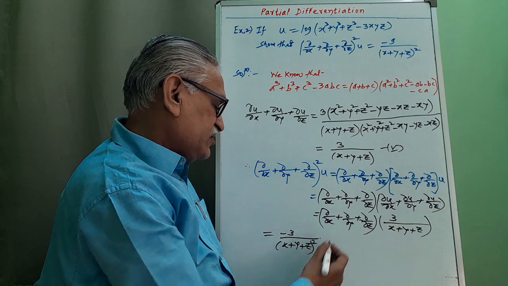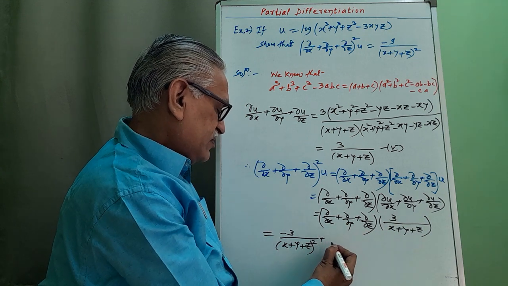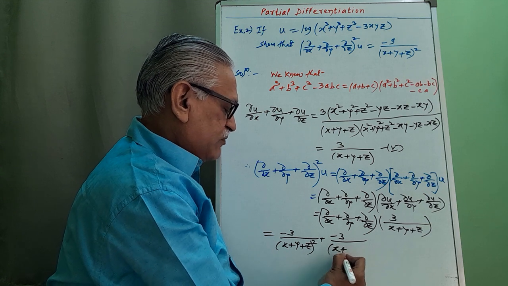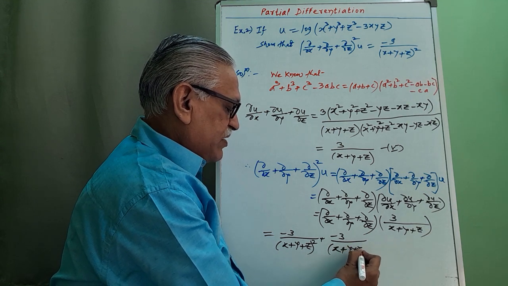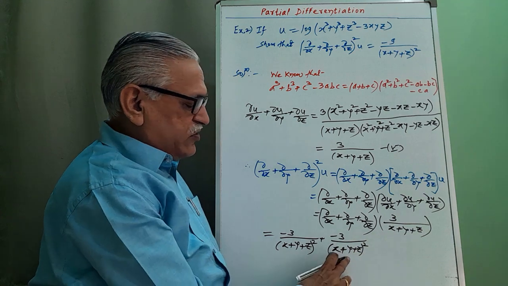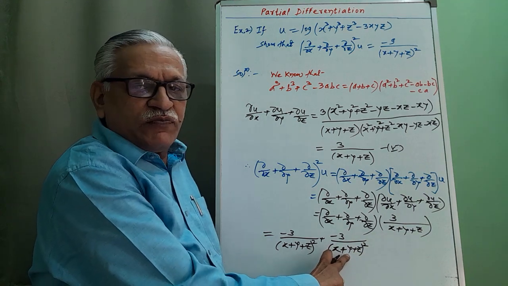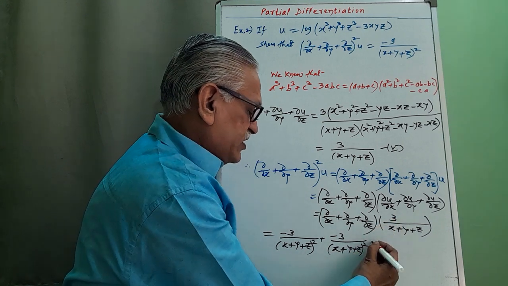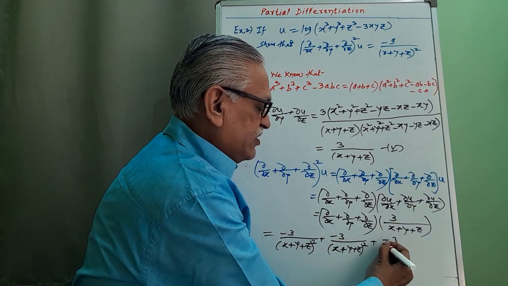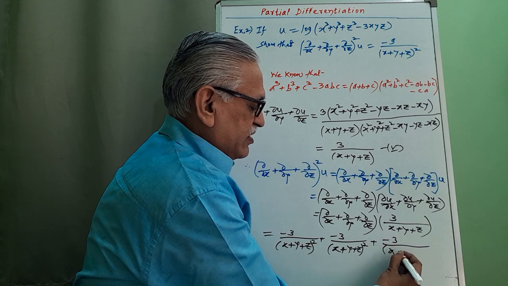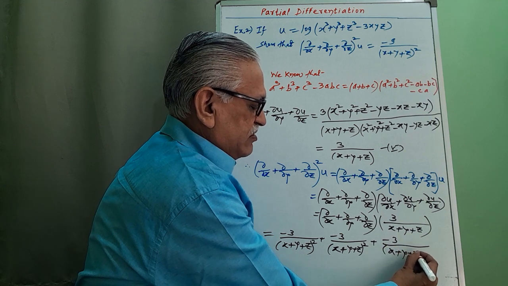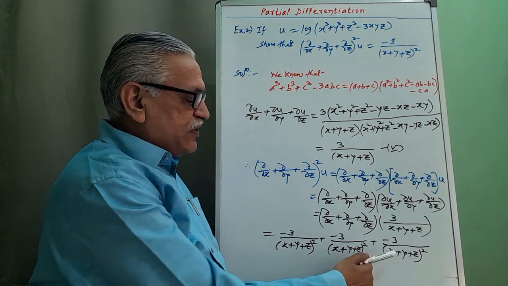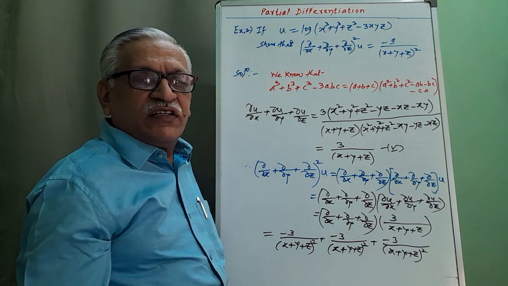Similarly, differentiating the second term, we get minus 3 upon (x plus y plus z) whole square into chain rule. Derivative of y with respect to y is 1. And differentiating the same term with respect to z, we get minus 3 divided by (x plus y plus z) whole square, and chain rule, differentiation of this term with respect to z is 1.